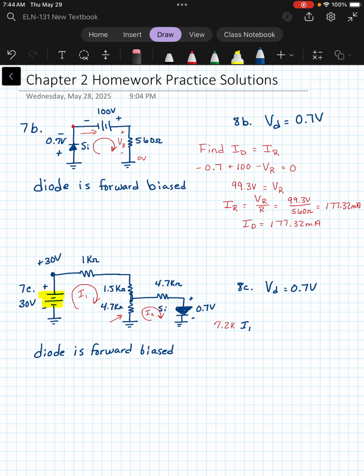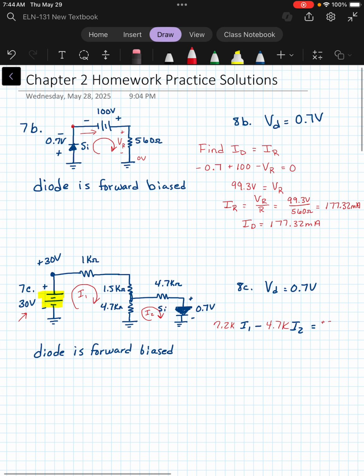Let me make that just a bit bigger here. Minus 4.7K times I2. And then on the right-hand side, that will be any voltage sources that we see in that mesh, and that would be 30 volts. And in the clockwise direction, we're adding 30 volts. So that means on the right side of the equation, we're going to add that 30 volts there.